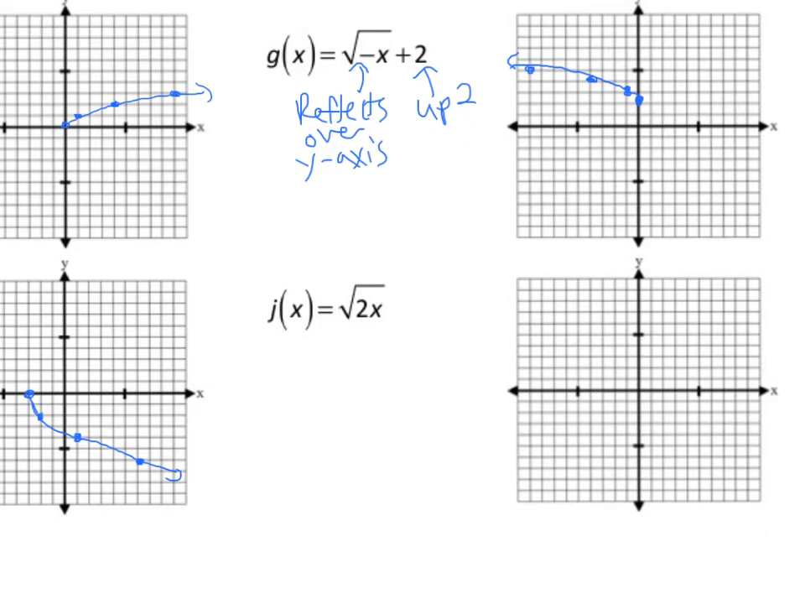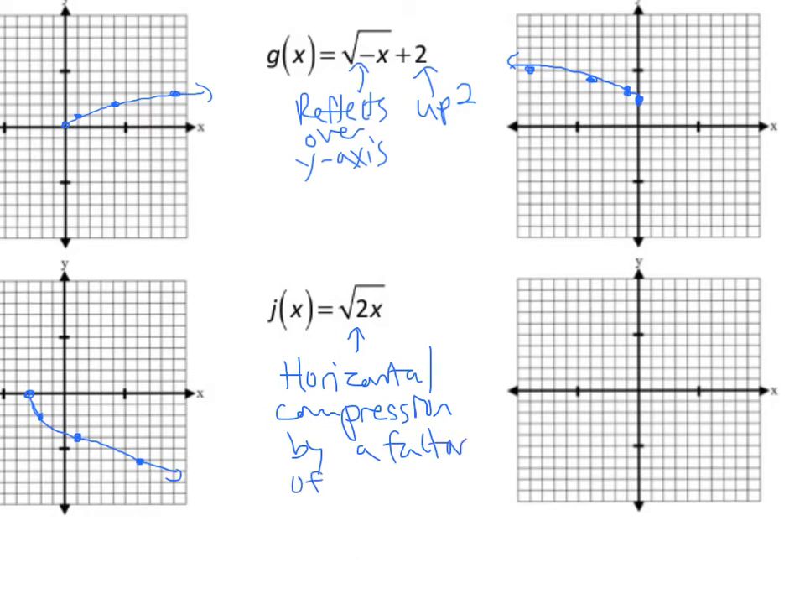And this last example is an example of a horizontal compression. Remember, if we have a number that's greater than 1, we would think it would make it get wider, but it's always counterintuitive on the inside. It makes it get skinnier. So this is a horizontal compression by a factor of, and we take the reciprocal of that number, so it's 1 over 2. It gets half as wide. So now this is affecting the x values.